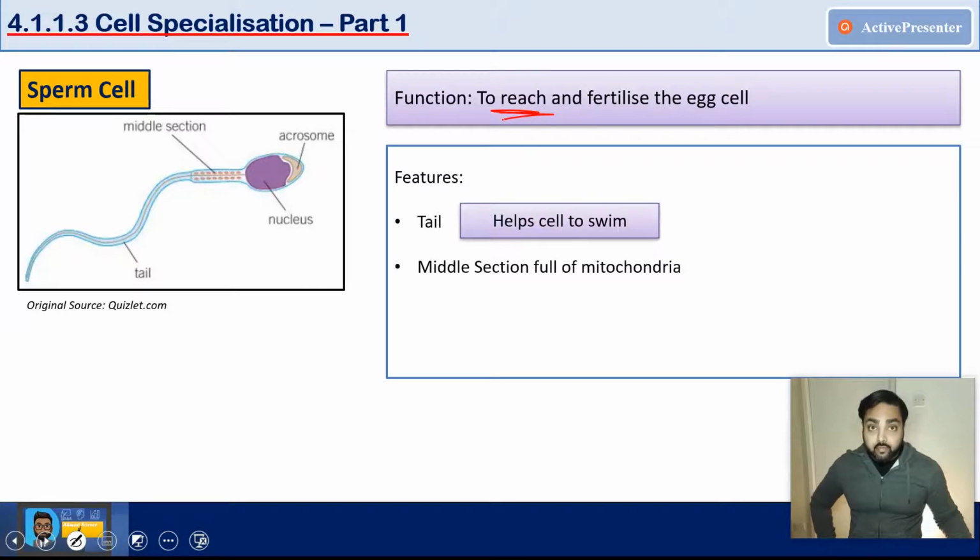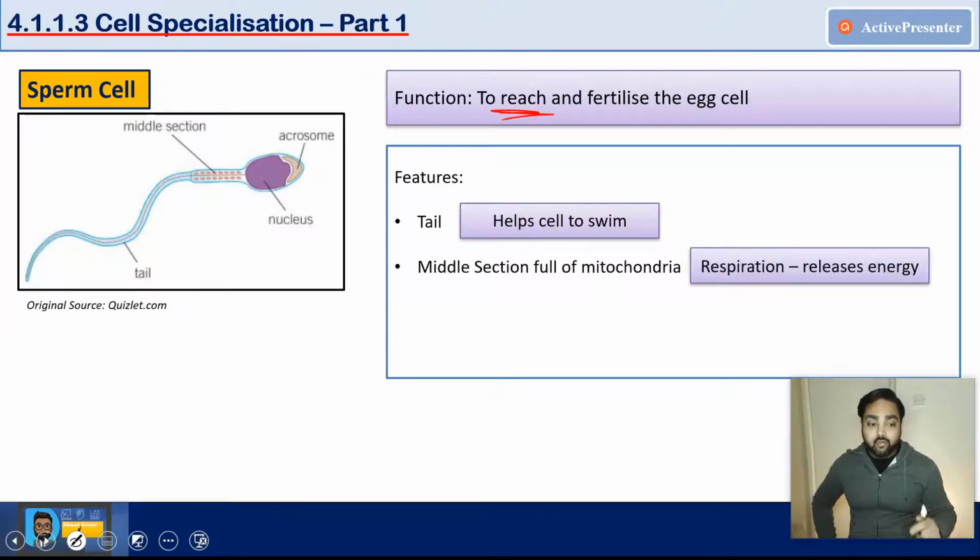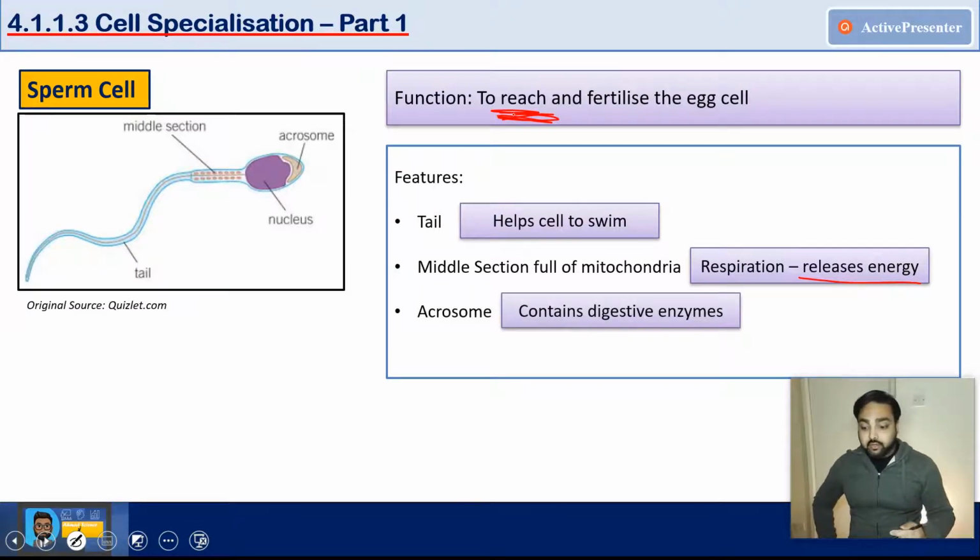In terms of the middle section full of mitochondria, again, that is where respiration takes place. So it releases energy which the sperm can use to reach the egg cell. The acrosome contains digestive enzymes. So the front of the sperm cell contains digestive enzymes which break down the outer layer on the egg cell, which allows it to dig its way in and get the nucleus, which is the main bit of a sperm cell, to the nucleus of an egg cell.